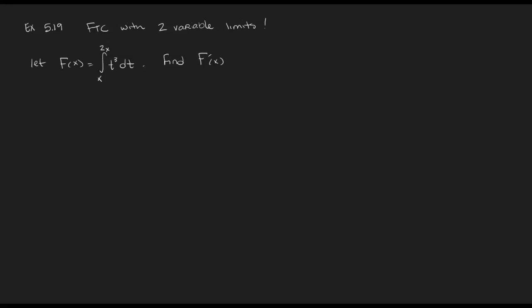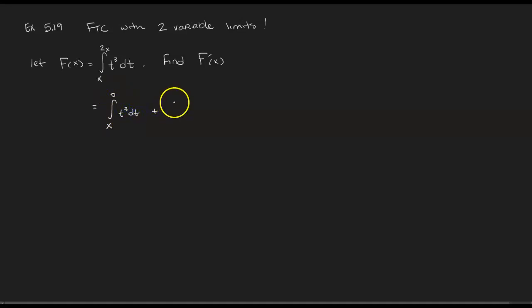Because there's variables on both limits of integration, we need to separate the integral into two parts. So we are going to start by inserting a separate point like 0. So we're going to write our lower limit all the way up to 0. And then we're going to start our second integral from 0 all the way up to our upper limit.